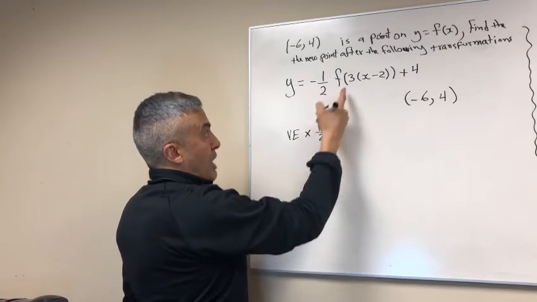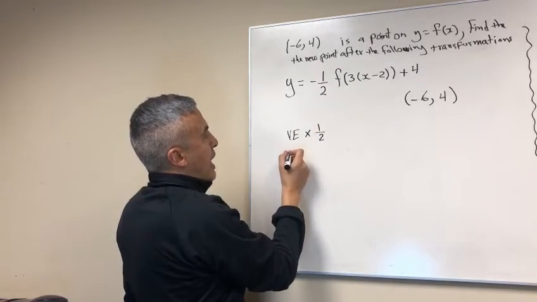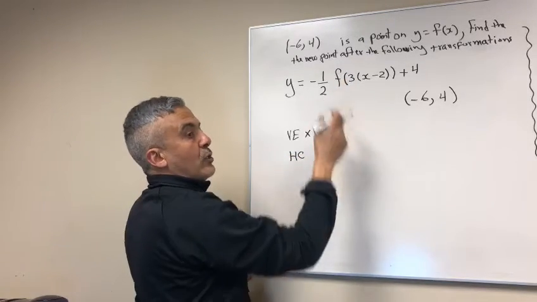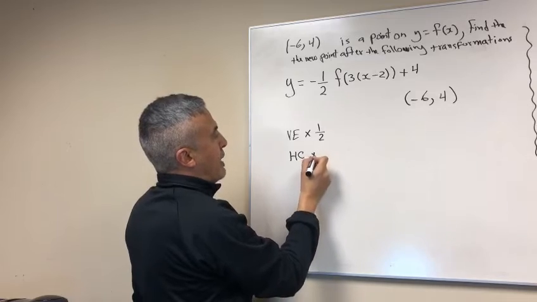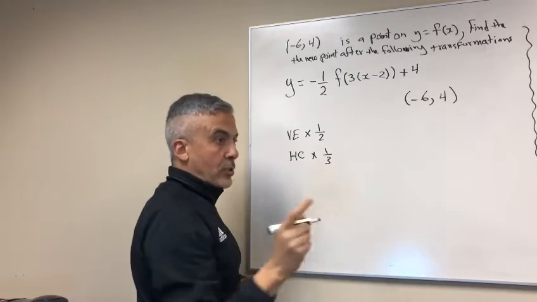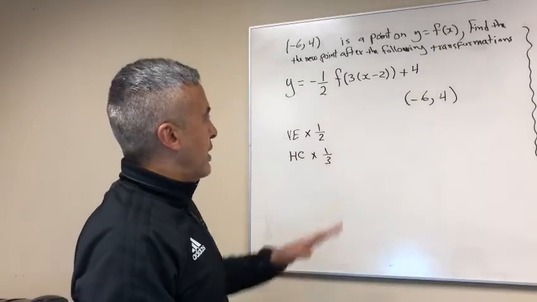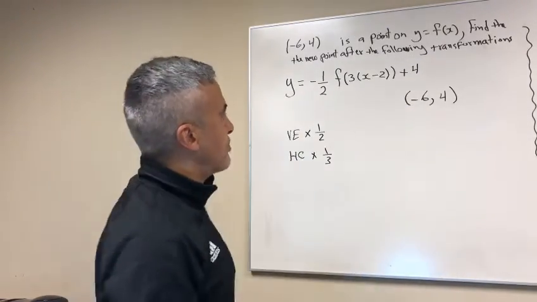And then we have the 3 right here. The 3 here means horizontal compression. So if it's a 3, you do the reciprocal, 1/3. So you multiply by 1/3. And since it's horizontal compression, it's the x value that you have to multiply the 1/3 into.